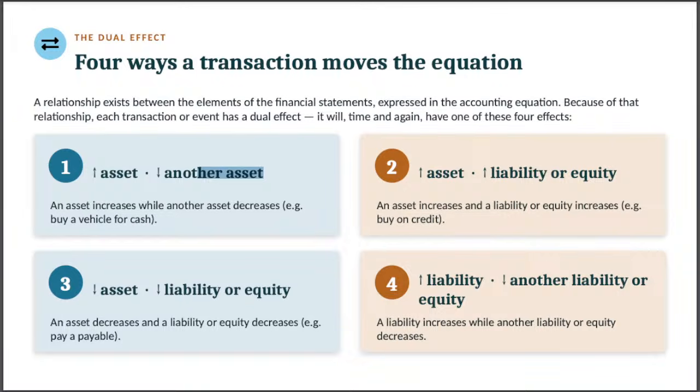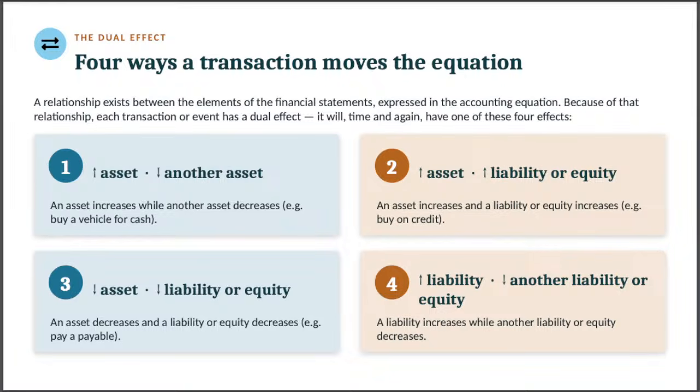Another scenario here is where the assets go up and liability or equity also goes up. So an asset increases and a liability or equity increases. The example given here is you buy on credit. In this case, you've increased liabilities, and from doing that, you're able to use it to purchase assets.